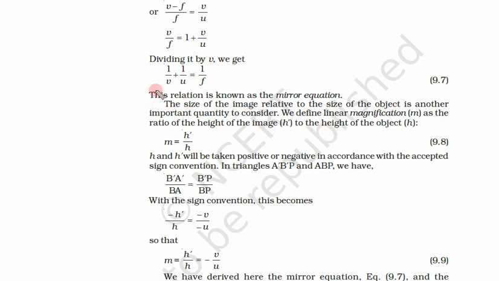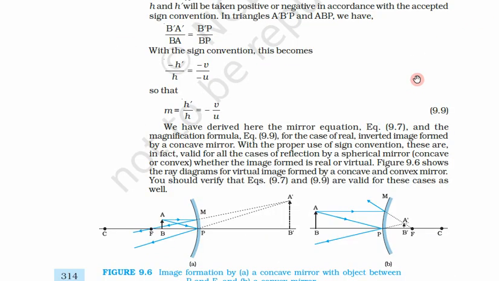So we have already learned this formula, the mirror formula. It relates the object distance, the image distance and the focal length of the mirror. So this formula is called the mirror formula or mirror equation. Apart from this mirror equation, we also saw the formula for magnification.